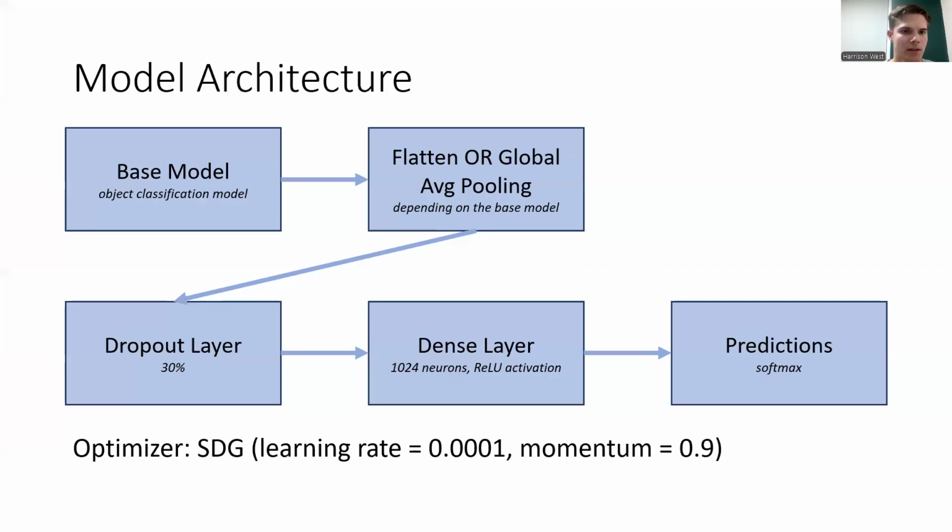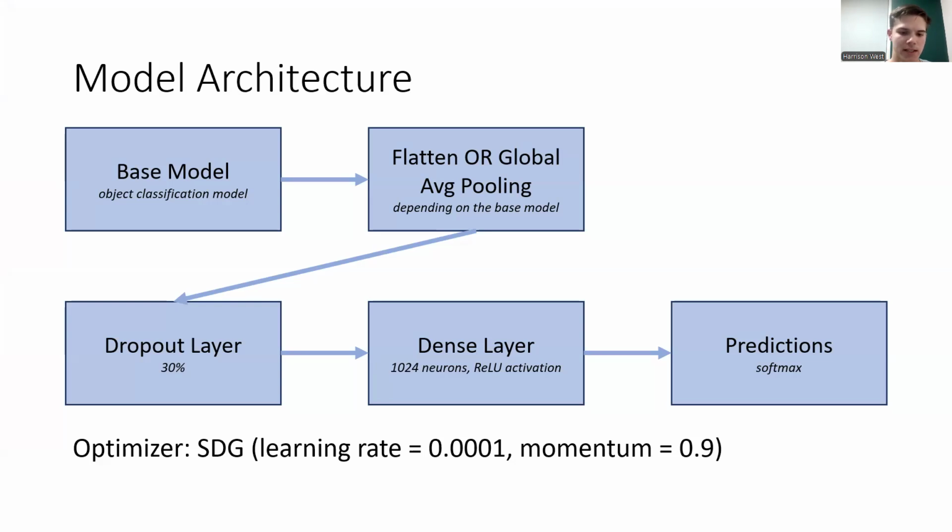Moving on to the model architecture, we start with our base model, our object classification model, and we used three different options for that. Then we had a flatten or global average pooling layer, depending on which one worked better with the base model, and that allows it to extract those 2D features. Then we have a dropout layer with 30% dropout, then a dense layer with 1,024 neurons and rectified linear unit activation, followed by a predictions layer with softmax activation.